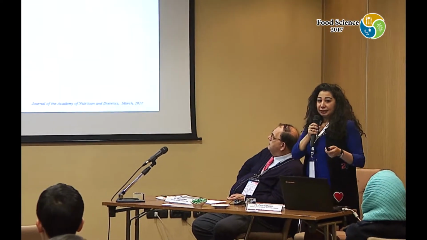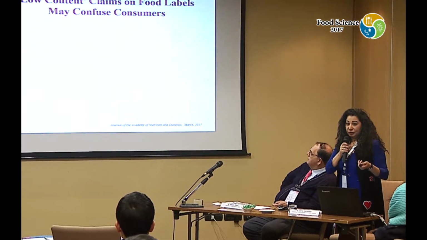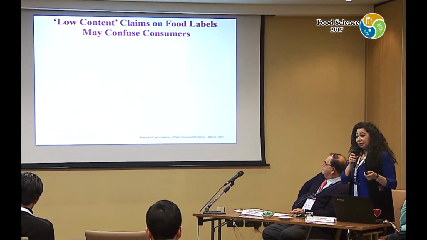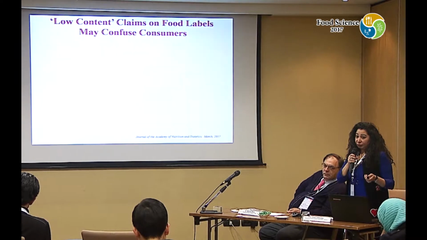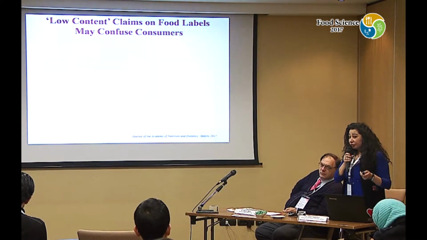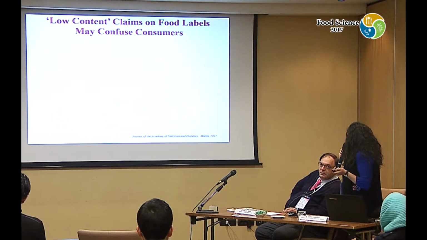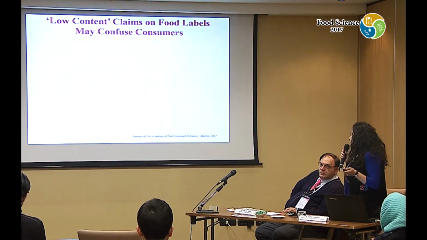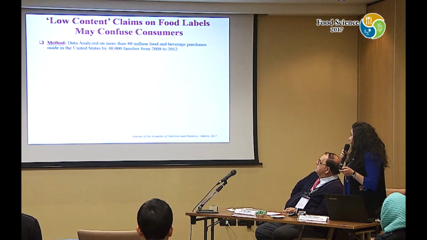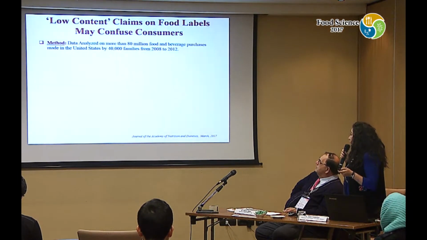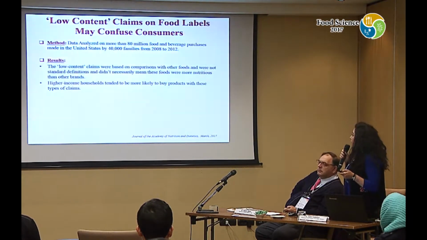This is the latest study from the American Journal of Dietetic Association. In 2017, they did a study from 2008 to 2012, over 40,000 households in the States. They just wanted to see what it means to have a low content claim on food labels. So the method was to analyze more than 80 million foods and beverages purchased in the States by 40,000 families from 2008 to 2012. Then, the results.